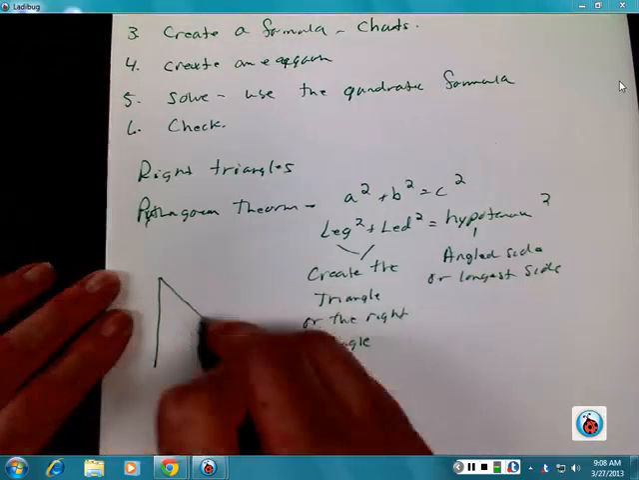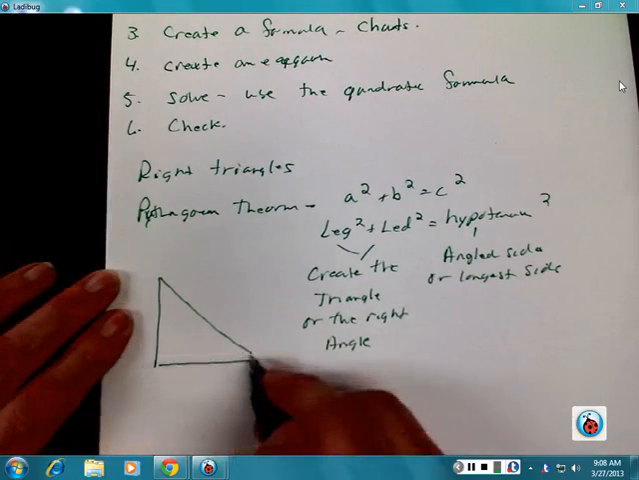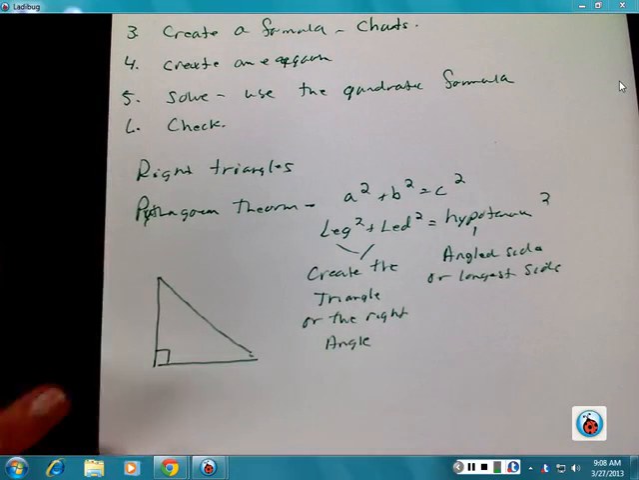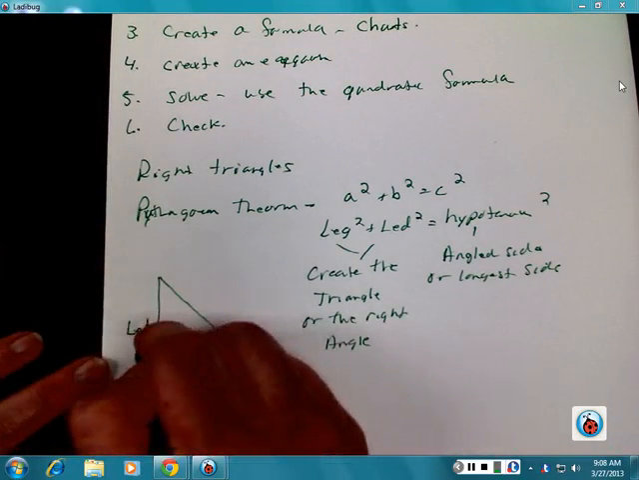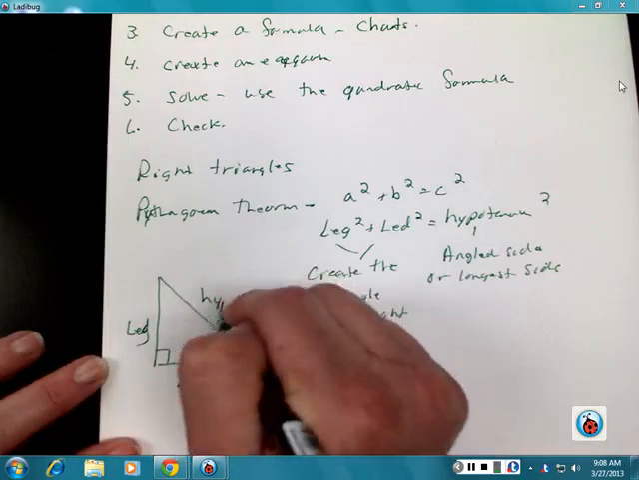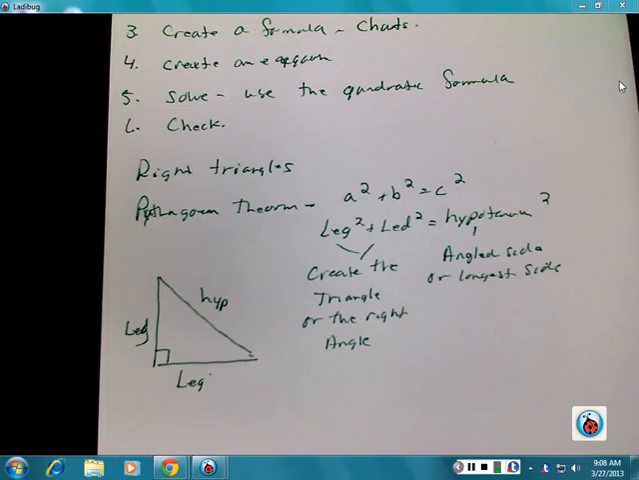So if we had a triangle, a right angle is in here, a leg is here, another leg is there, and a hypotenuse is over here. And this was based in 500 BC, when Pythagoras created this theorem. And 500 BC is before Christ.